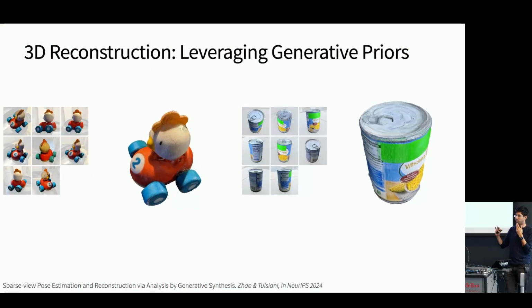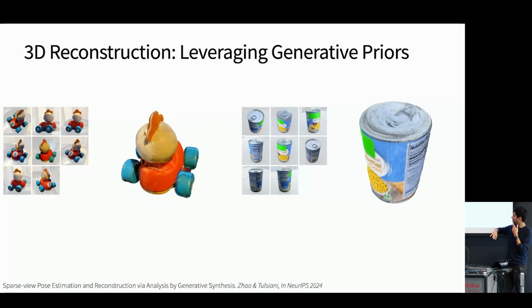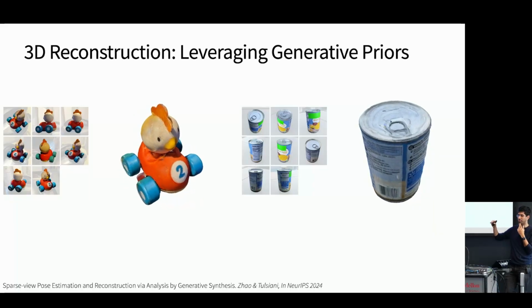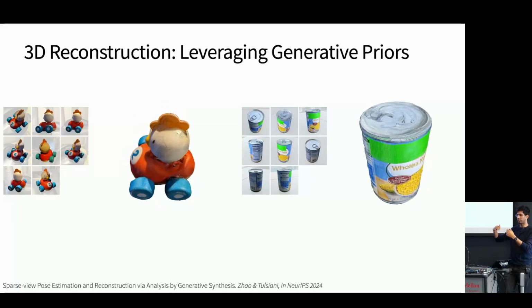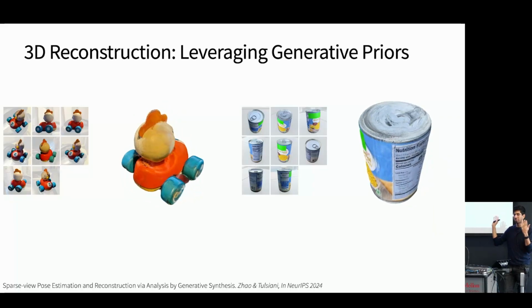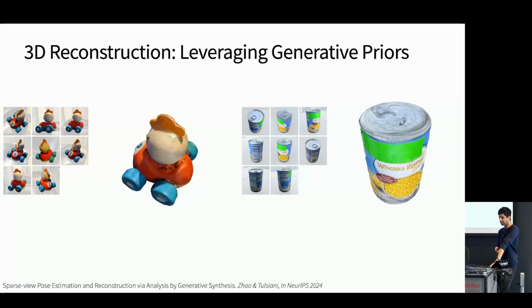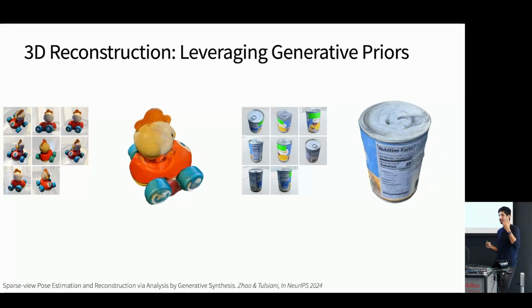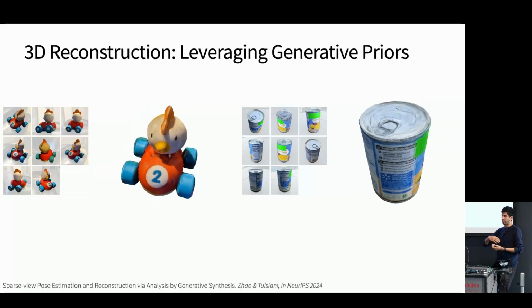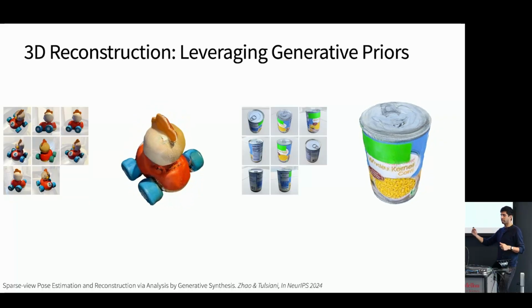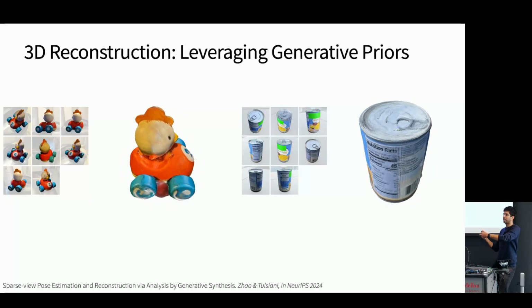And just a couple more examples. I think the left one is a toy that one of my collaborators' kid was playing with. So just 8 images of that toy and you get a pretty good reconstruction. Just a random can that you can find around your house, you can get a detailed reconstruction from just a few images.